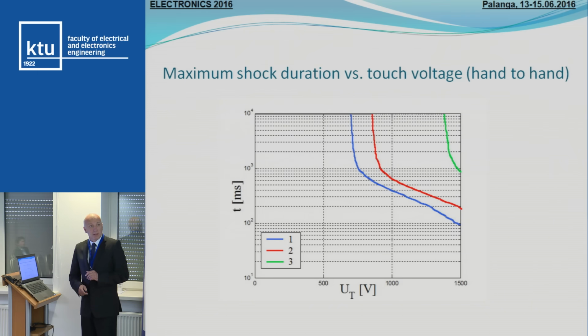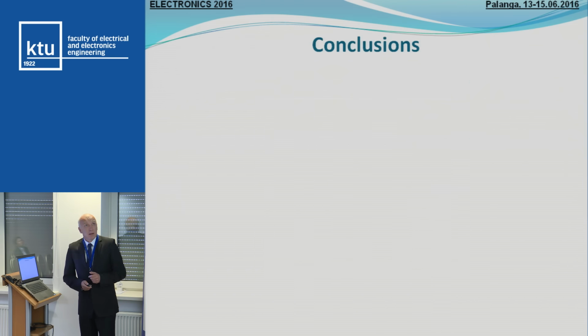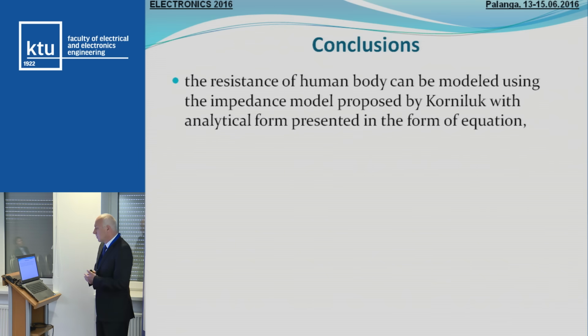We obtained the diagram of maximum shock duration against touch voltage for the hand-to-hand, left hand, right hand pathway. As you can see, this is in milliseconds. The voltage for this blue line, the lowest body resistance, is about 650 volts and 1 second. This is the maximum permissible shock time. Of course, for other subjects, these extrapolated curves were for higher voltages, but we always have to take into account the minimum body resistance.